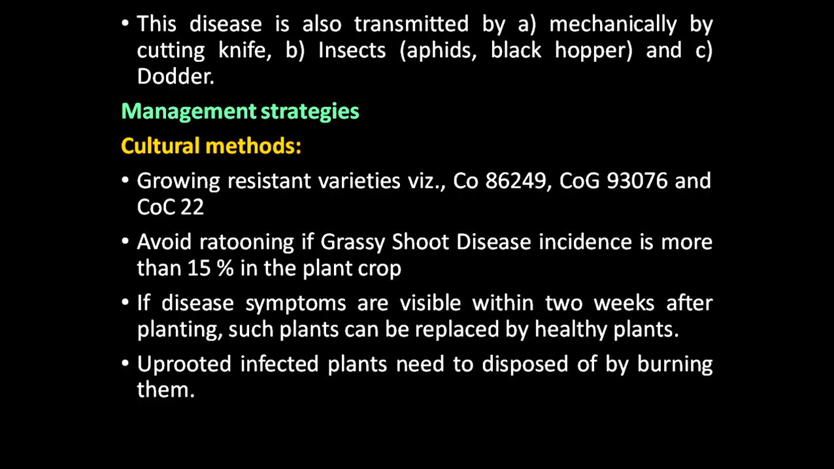A dodder is nothing but a parasitic plant. It is a thread-like plant. It may grow on other kinds of plants as a parasite. This is dodder. This is also responsible for spreading the disease to the adjacent field.